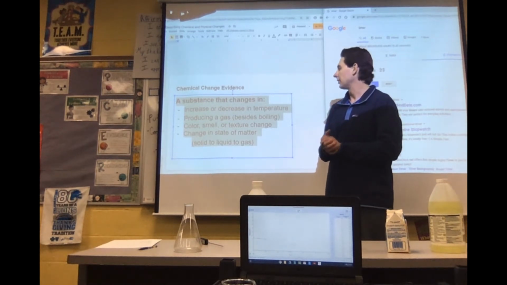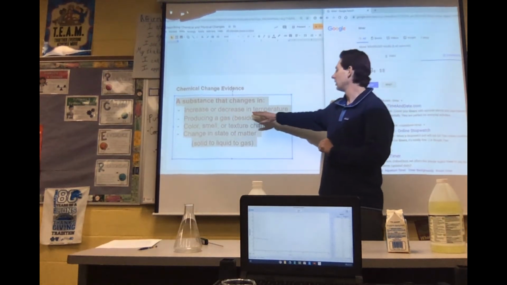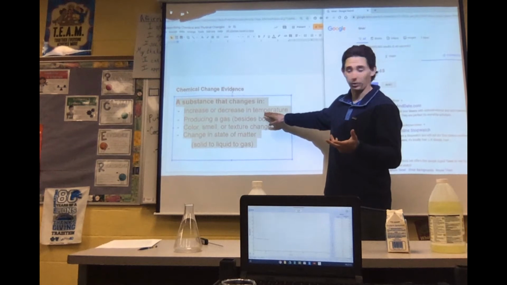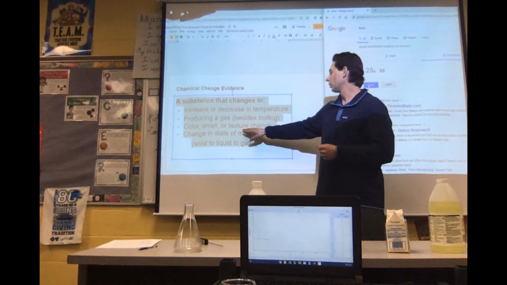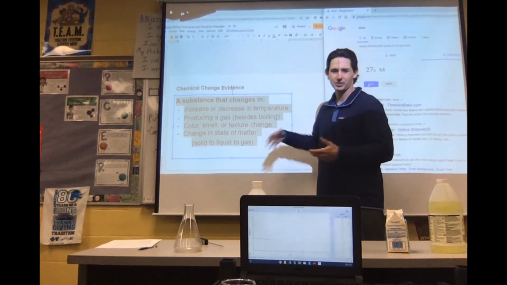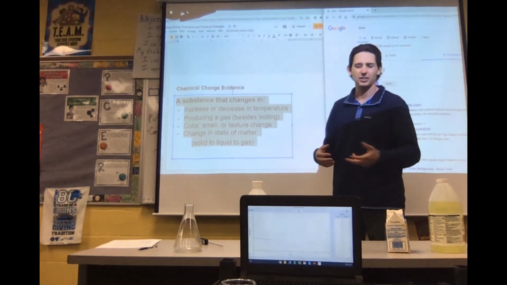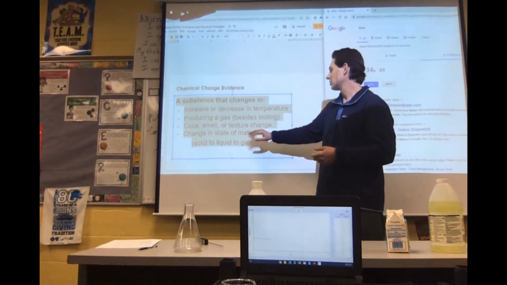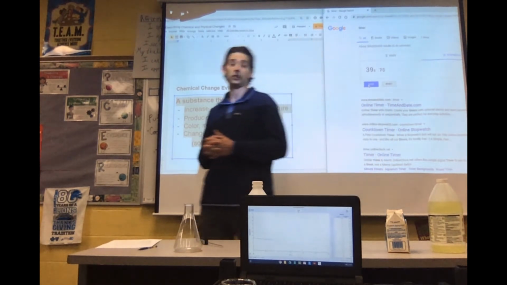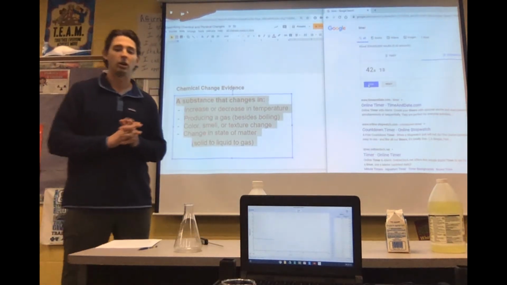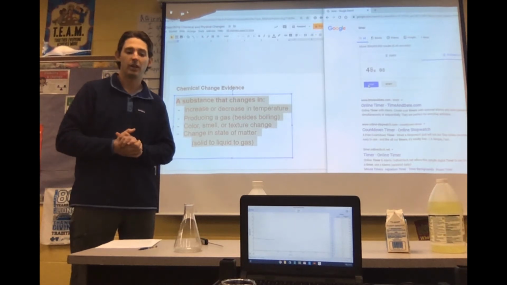Chemical change evidence: a substance that changes in increasing or decreasing temperature, exothermic or endothermic; producing a gas besides boiling; color, smell, or texture change. Because vinegar smells, if the smell of vinegar isn't changing, then that's not necessarily an observation. And change in state of matter: solid to liquid, liquid to gas, or solid to gas, or gas to liquid. Those are things to keep in mind.